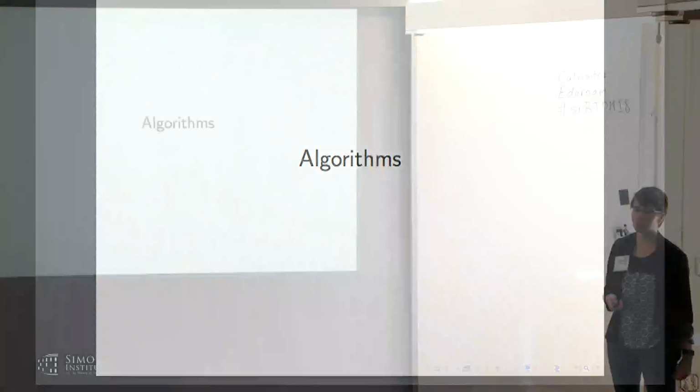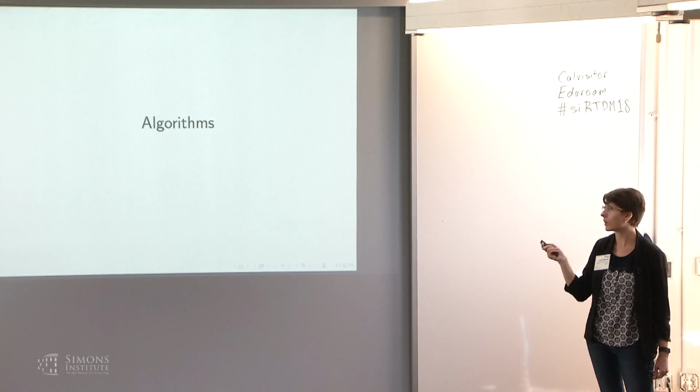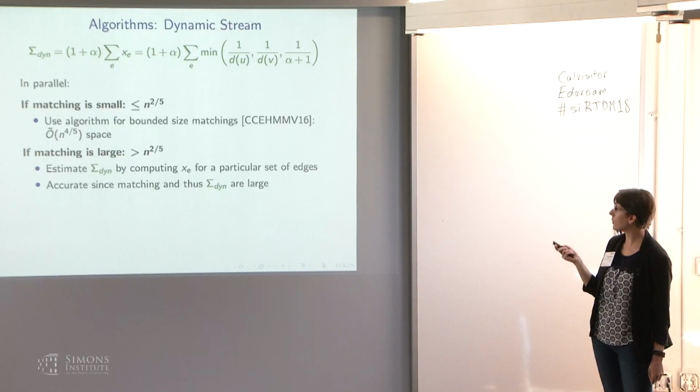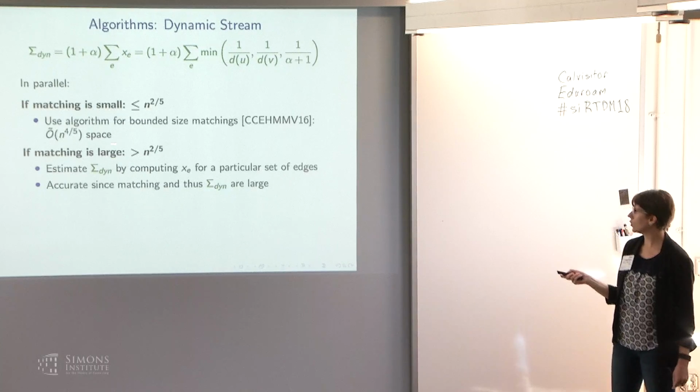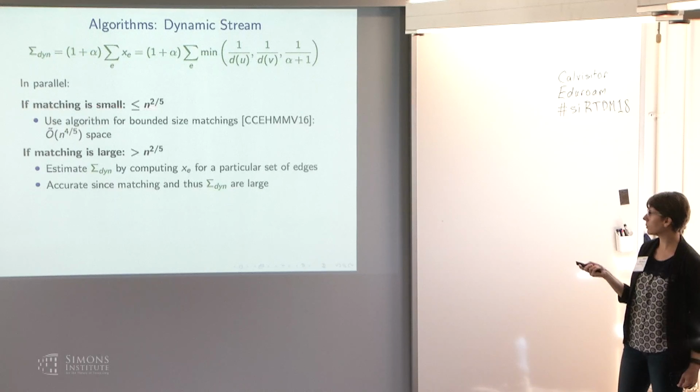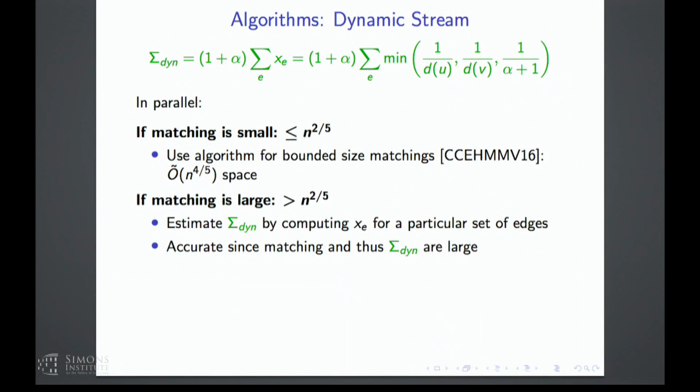So now I'm going to switch to the part of my talk about the algorithms. And let's start with the most general model, the dynamic streams. Here we want to do the following two things in parallel. If the matching is small, as in smaller than n over 2/5, then we want to use a completely unrelated algorithm for matchings of bounded size, where the space used by the algorithm is quadratic on this bound on the size of the matching, so it uses n to the 4/5 space.